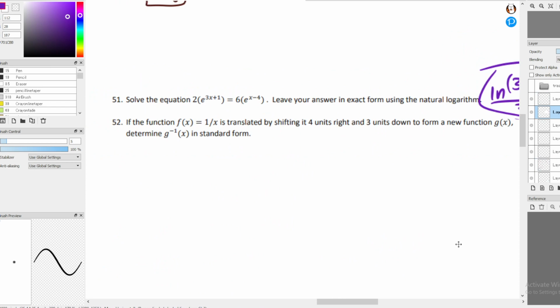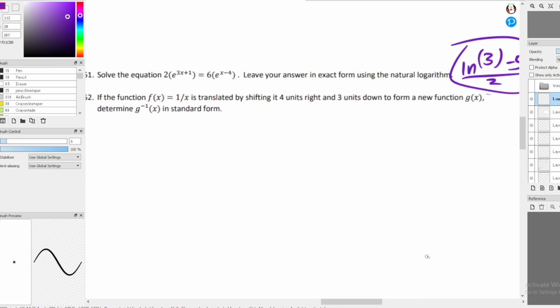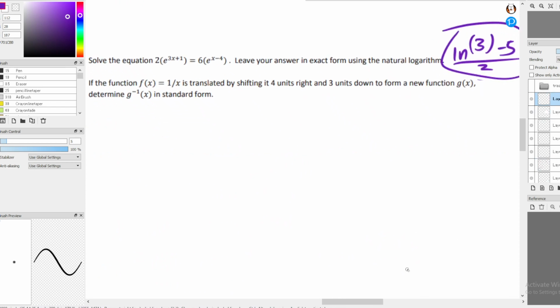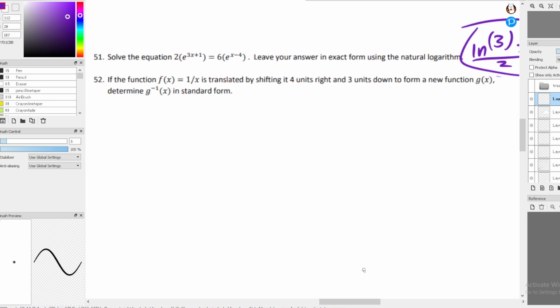It's just tricky. Number 52 says if the function f of x equals 1 over x is translated by shifting it 4 units right and 3 units down to form a new function, we need to find its inverse in standard form. So first we're shifting it 4 units right, so x minus 4, and then minus 3. That's our new function, g of x.